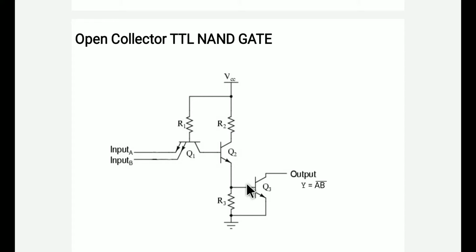The collector of Q3 and Q2 are in phase. The circuit needs an external resistor between output and power supply. The circuit works properly when an external pull-up resistor is connected between VCC and output.